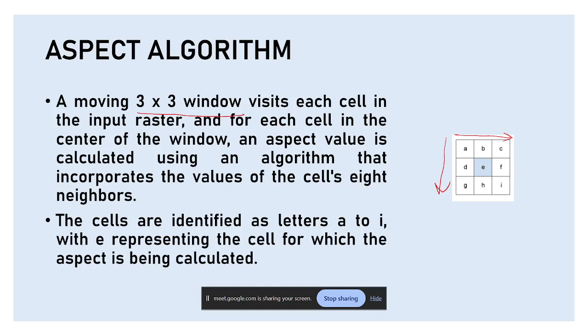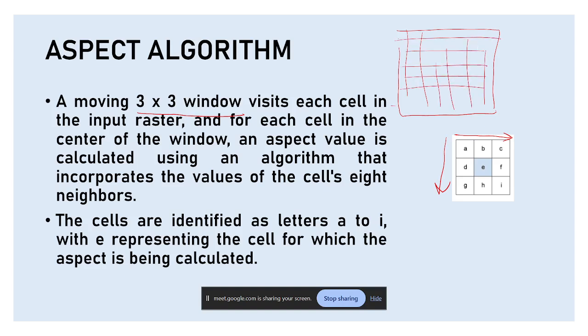Now what does it do when you are doing this calculation? Let's say you have a very big grid, okay? I'm not drawing everything, but just assume that this is a very big grid with so many small cells. What it essentially does is, it will first pick a 3x3 window. In this big grid itself, it will choose a 3x3 part like this, and then it will calculate the aspect. So how does it calculate? An aspect value is calculated using an algorithm that incorporates the values of the cells of 8 neighbors.